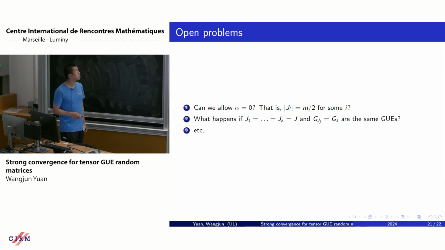Okay, here are some open problems which we were unable to handle in our paper, but we plan to handle in the future. The first one is about the assumption where we require the size of Ji to be larger than m over 2. The natural question is what happens if alpha equals 0, that is, the size of Ji is exactly m over 2. The other one is about the GUE matrices. What happens if we set all the Ji to be the same and all the matrices are the same? That is, we don't have any independence among the GUEs. And maybe you may find more interesting questions related to this topic.